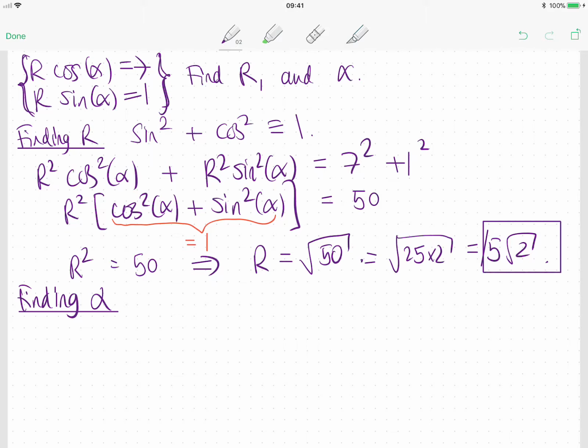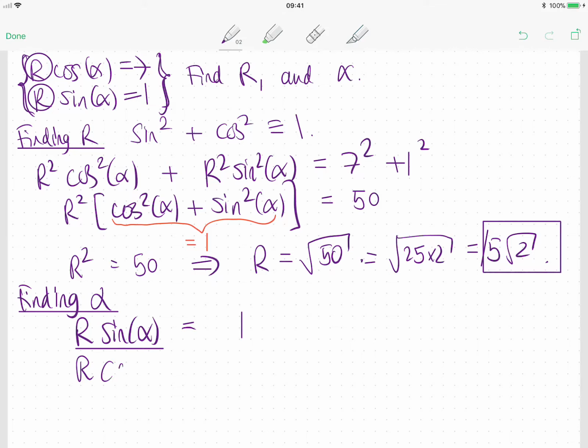If we divide them, well, what you can see is the values of r just cancel, leaving just a cos alpha and a sine alpha, and because we're dividing, that's just going to turn into a tan. Okay, so let's try that. So we have r sine alpha equals 1.